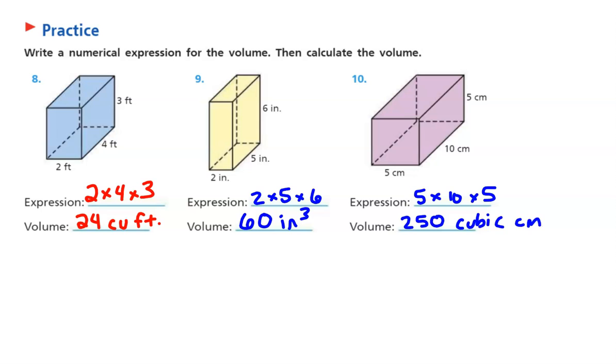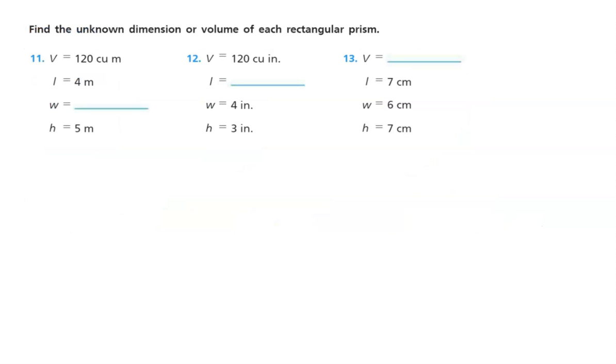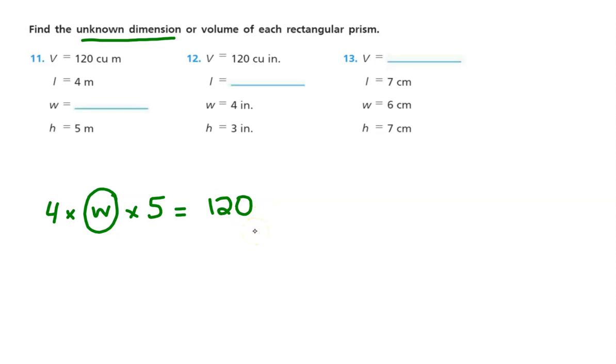Okay, so now let's get into some of these more tricky ones. For 11 through 13, they want you to find out whatever is unknown here. Okay, so we're going to figure out some unknowns. For example, on number 11, we already know the volume. The volume is 120 cubic meters. We know the length. We know it's 4 meters. We don't know the width, and we know the height. So that means that my length times my unknown width, I'm going to circle that, and then times my height should equal 120 cubic meters altogether.